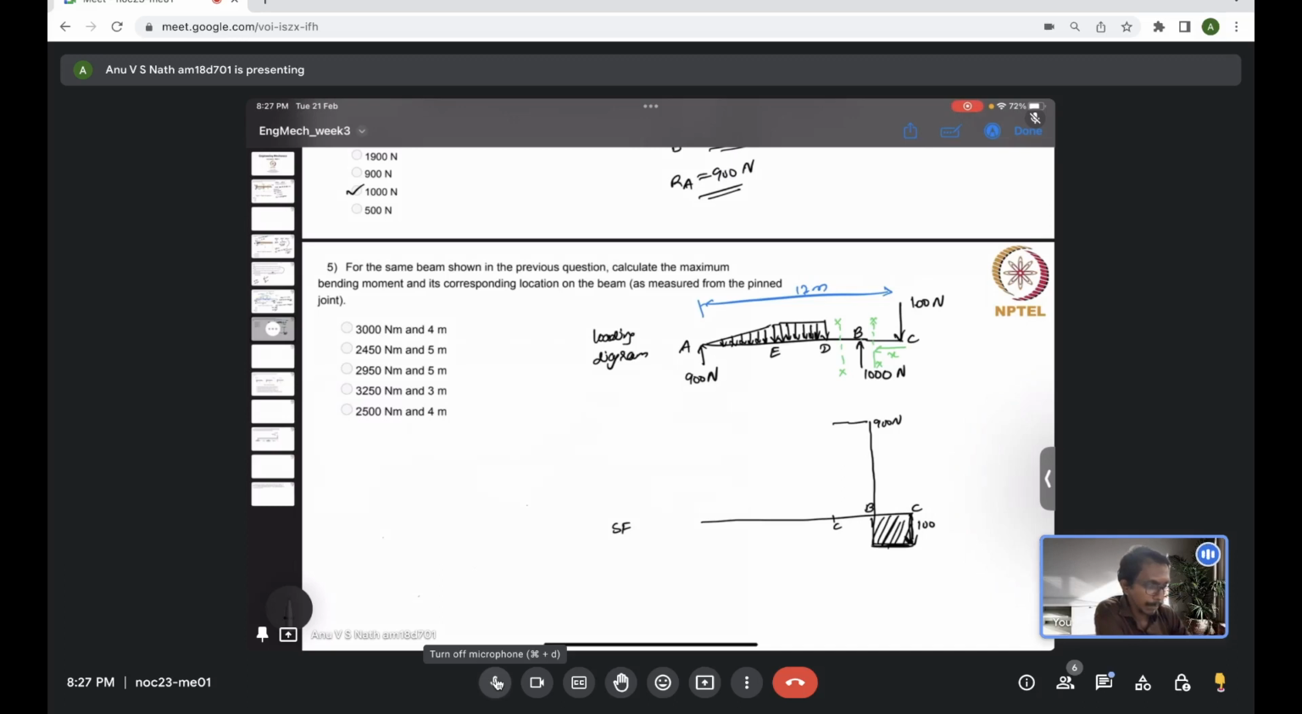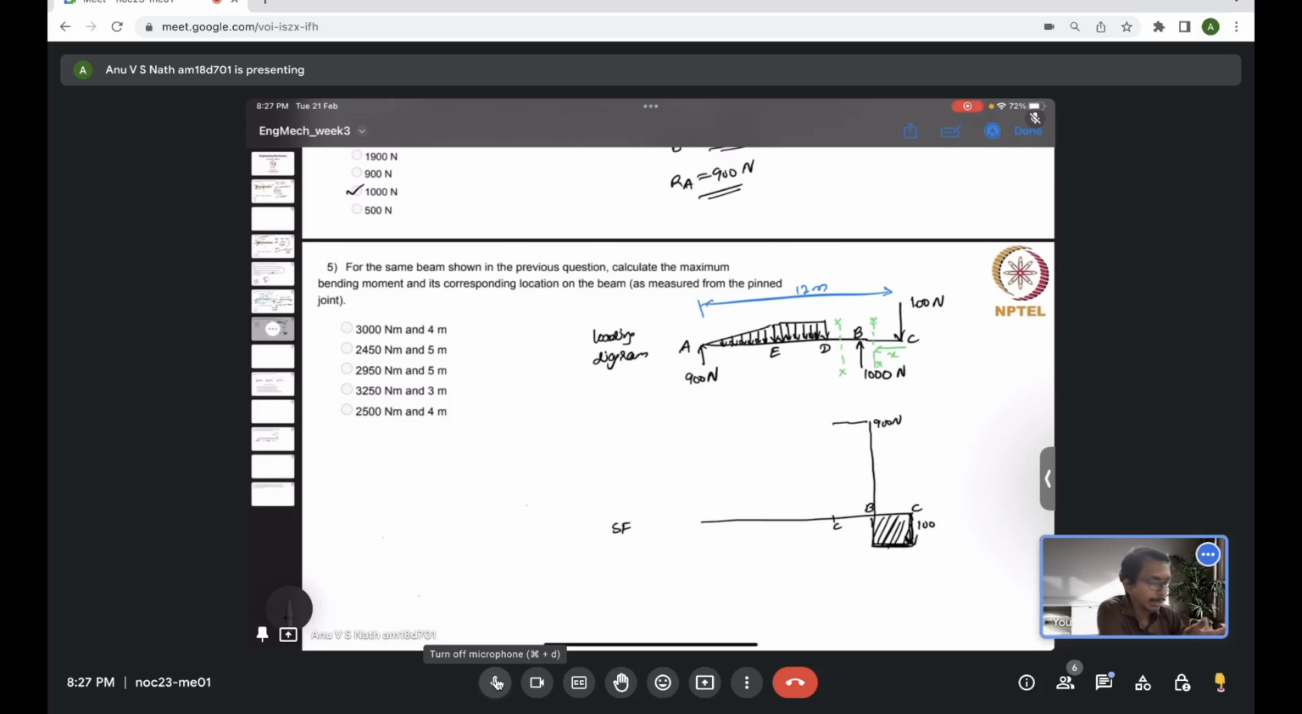Then at B it changes, 1000 Newton acting upward. So at point B, 1000 Newton is added to the minus 100, totally making it 900 Newton in the upward direction.